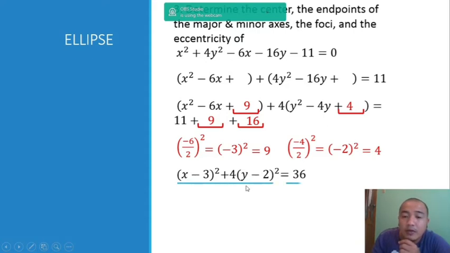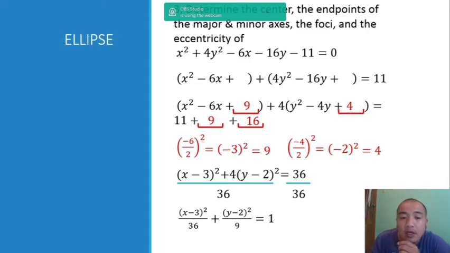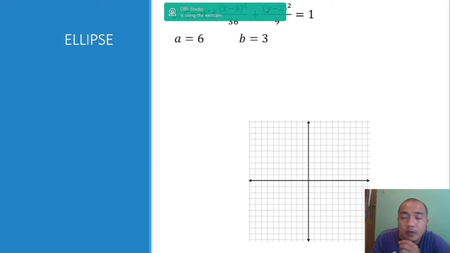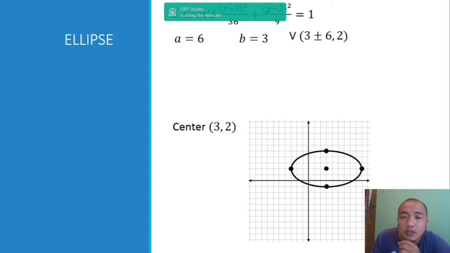The next step is divide all terms by 36. Yun. So the equation is x minus 3 quantity squared over 36 plus y minus 2 quantity squared over 9 equals 1. So let us continue. So from the given equation, okay, you can say that a equals 6, the square root of 36, b equals 3, and center is at 3, 2. Yun naman ang ends of major axis, ends of minor axis. Vertices, 3 plus and minus 6, 2. For ends of minor axis, 3, 2 plus and minus 3.